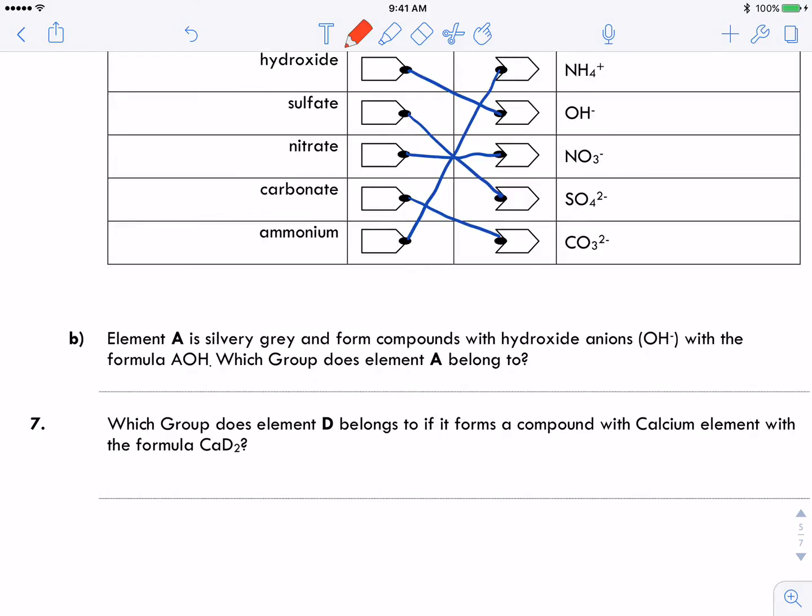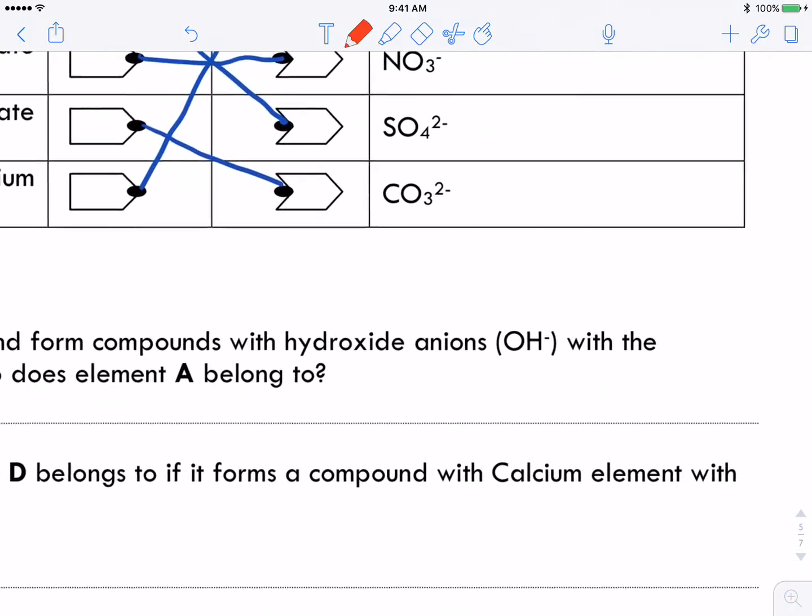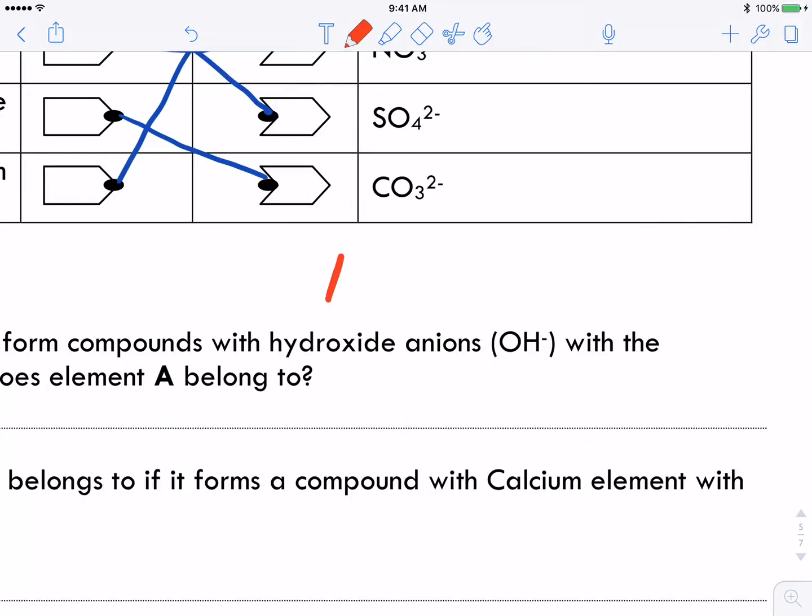Okay, part B. Element A is silvery grey and forms a compound with hydroxide anions. This tells me that the hydroxide anion has 1 negative charge and forms the formula AOH. Which group does element A belong to? Some of you, I think you don't understand what's going on. Okay, but never mind. You see, it is AOH.